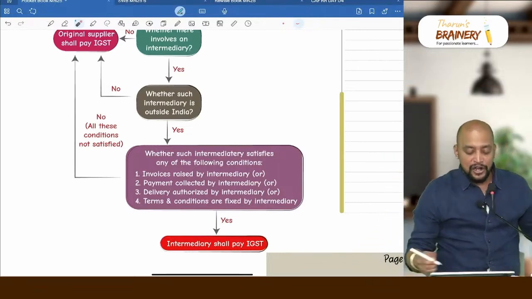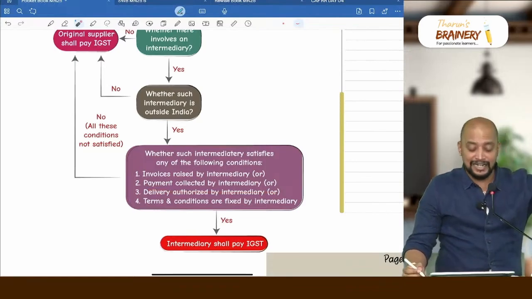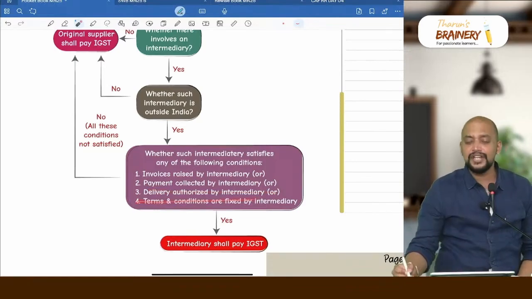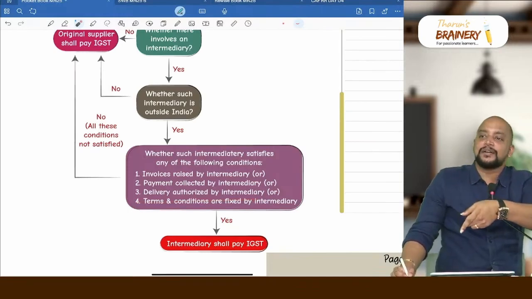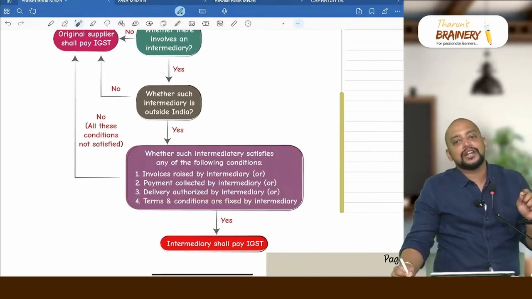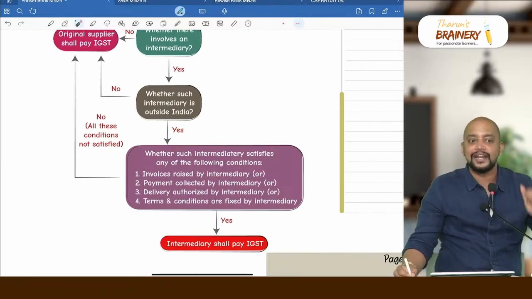Then only this app will work here. So therefore, payment is not collected by the intermediary, invoice is not raised by the intermediary, and delivery is not authorized by the intermediary. You made the payment there, but the movie is not coming here. Can we complain to Play Store, App Store? They will not respond also for this. Okay, they are no way connected.